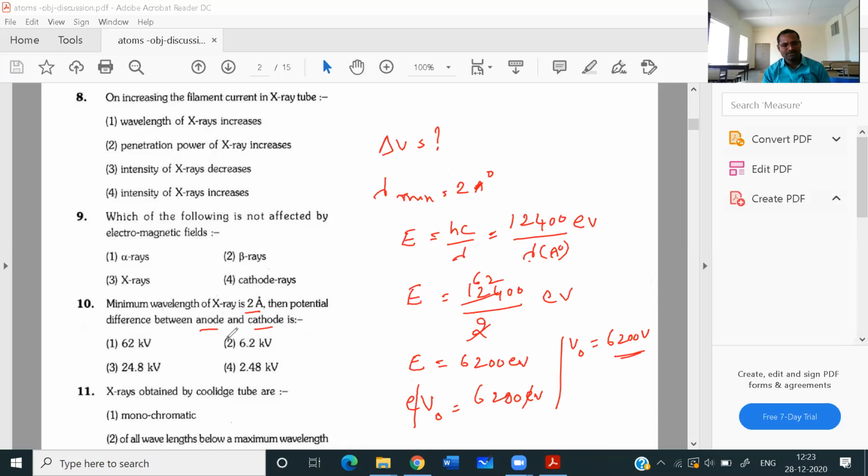The options are given in kilovolts. So how can we write this? 6.2 into 10 to the power of 3 volts, which means 6.2 kilovolts. This is the potential difference. Option 2 is the right answer. Got it, students?